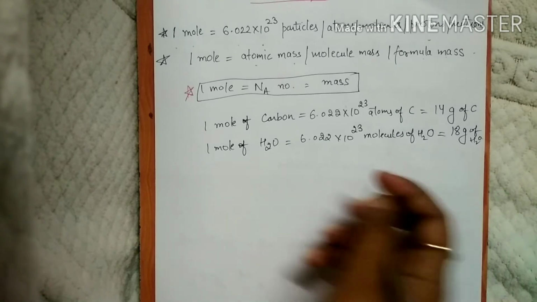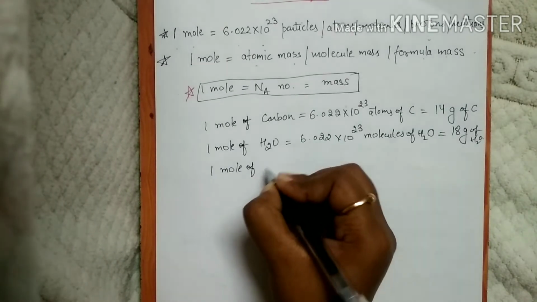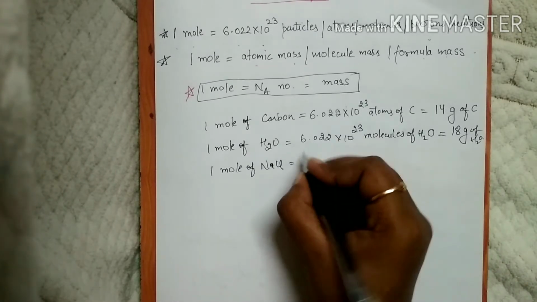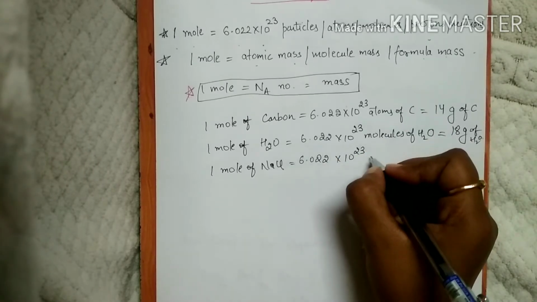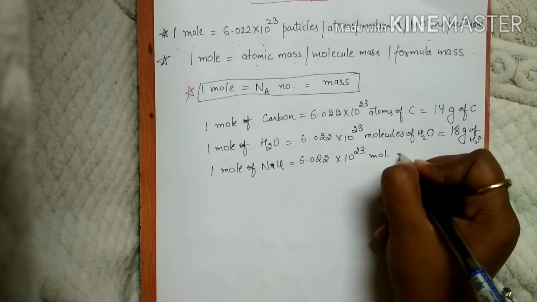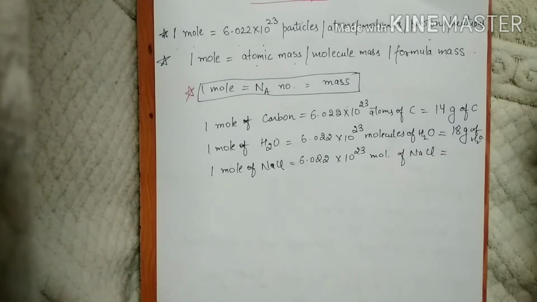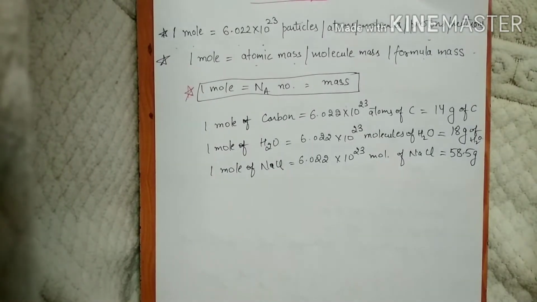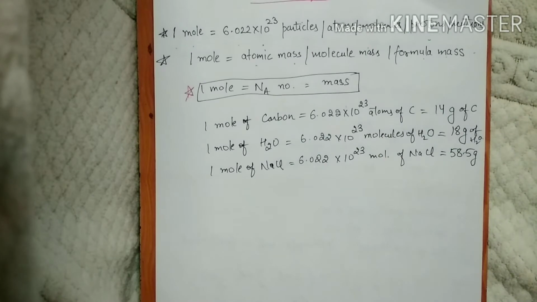Okay, now for formula mass, if 1 mole of NaCl is given, this is an ionic compound, NaCl is an ionic compound, that will always be equal to 6.022 into 10 raised to power 23 formula units of NaCl, that will be equal to the formula mass of NaCl. Okay, so it will be equal to 58.5 gram, right? So this is about your major formula.